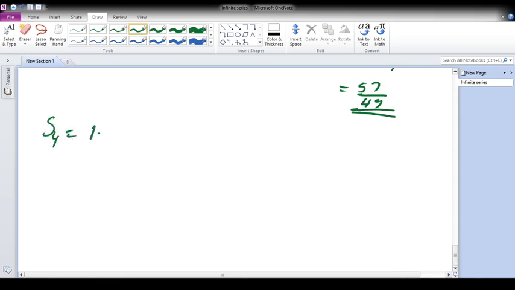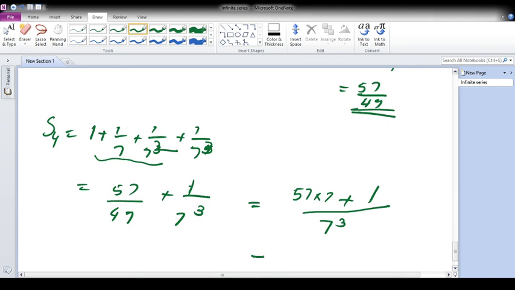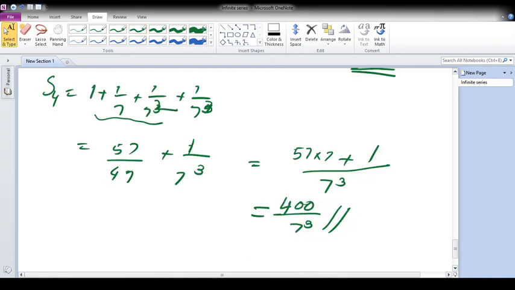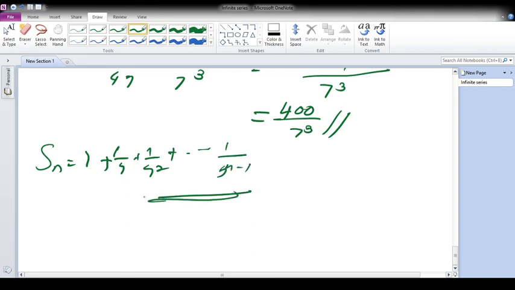Next, S4 equal to 1 plus 1 by 7 plus 1 by 7 square plus 1 by 7 cube. That's equal to these three sums we know, 57 by 49, plus 1 by 7 cube. So that can be written over 7 cube: 57 into 7 plus 1, that is equal to 400 by 7 cube. So we got 4 partial sums. So Sn, the n partial sum, can be written as 1 plus 1 by 7 plus 1 by 7 square plus etc. 1 by 7 power n minus 1.